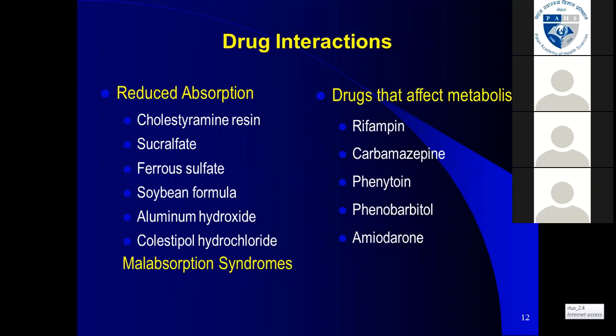While taking thyroxine, we should keep in mind that the absorption of thyroxine is reduced by drugs like cholestyramine, sucralfate, ferrous sulfate, soybean formula, aluminum hydroxide, along with polystyrene sulfonate. And we should keep in mind that in Marfan syndrome, the dose of thyroxine should be increased. Drugs which affect the metabolism of thyroxine are rifampicin, carbamazepine, phenytoin, phenobarbital, and imidazole.